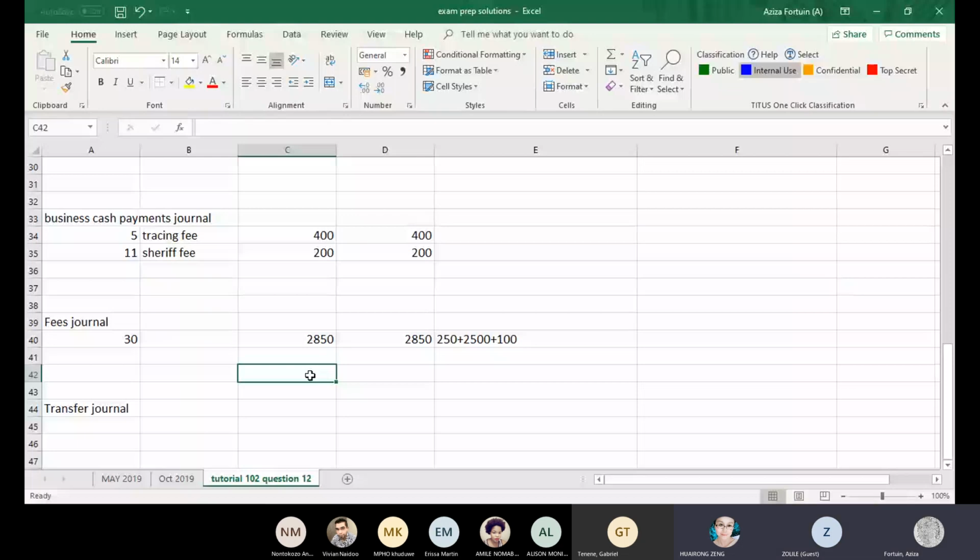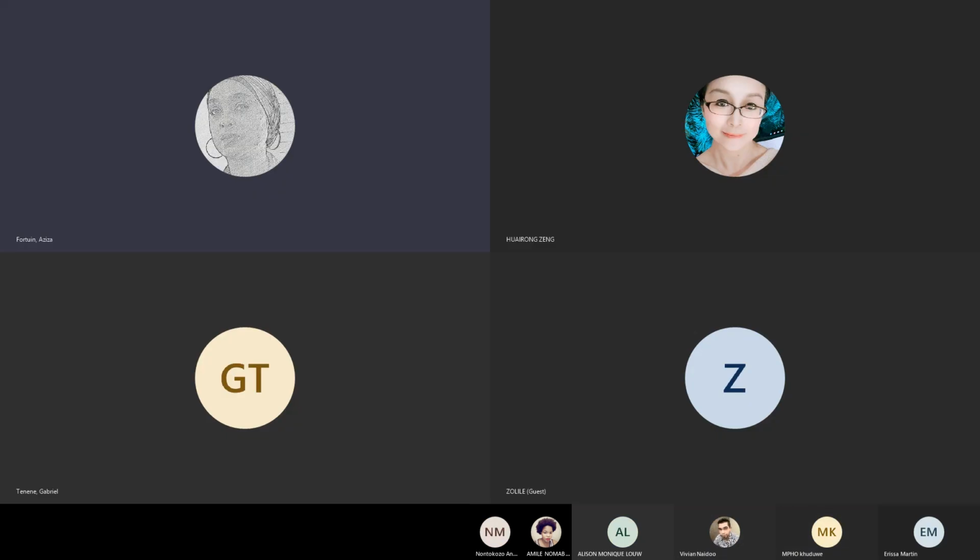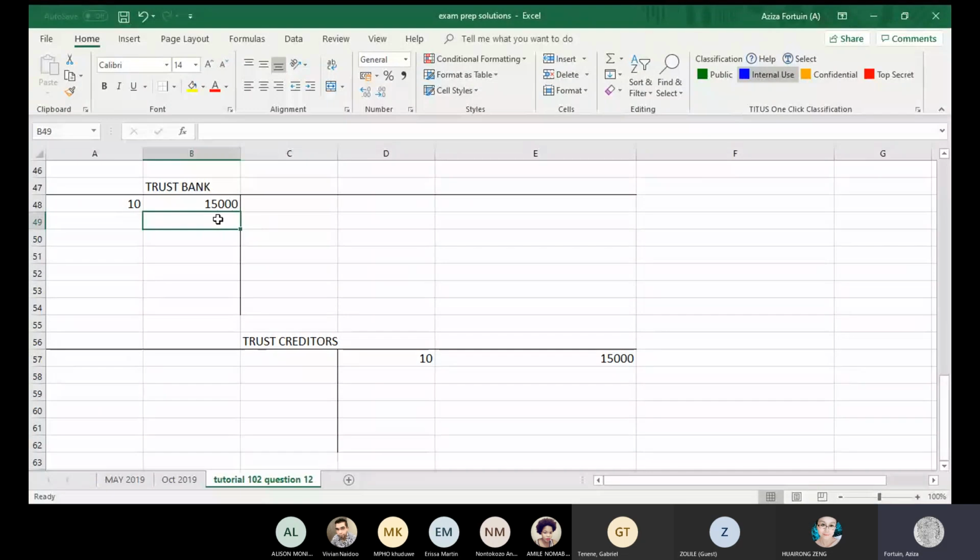Oh, can you see my screen? No, I cannot see your screen, it's frozen. Okay, let me just unfreeze it again. So my trust bank is debit 15,000. My trust creditors, I'm going to credit 15,000. Okay, next one. Day 15, 8,000. Debit there, and credit my trust creditors control the 15,000.